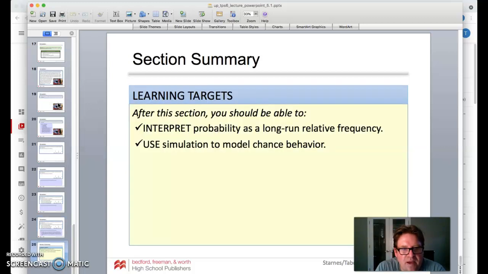All right, so again, in this section, we should be able to interpret probability as a long-run relative frequency and then use simulation to model chance behavior. And there are some great exercises that we'll have, and that wraps up 5.1.